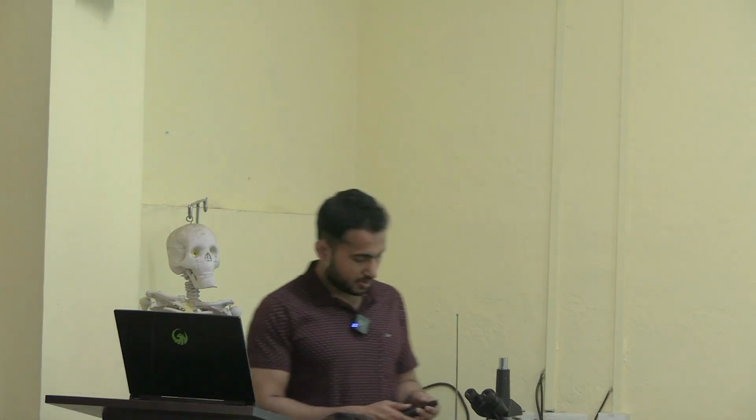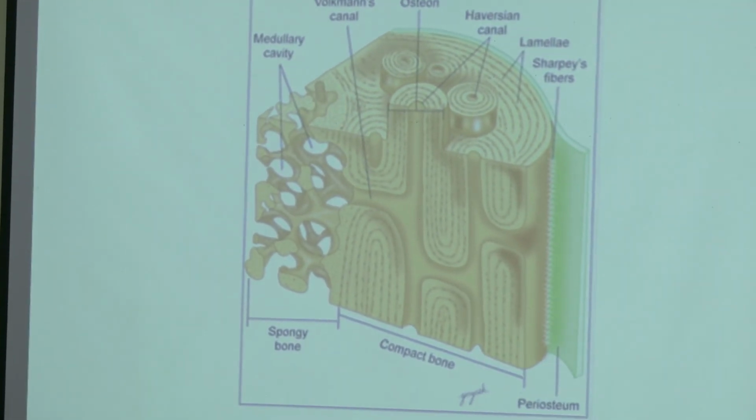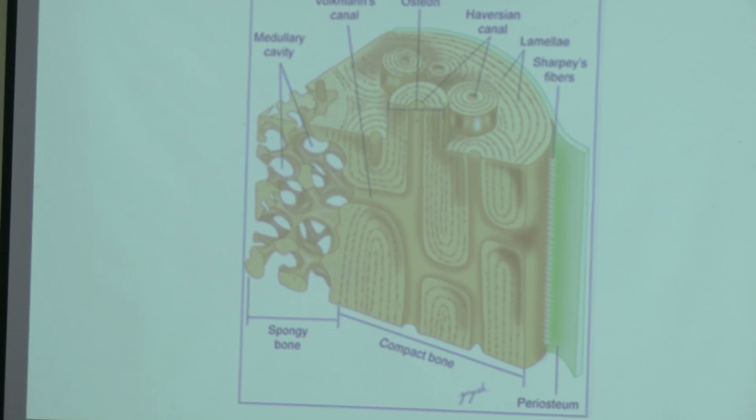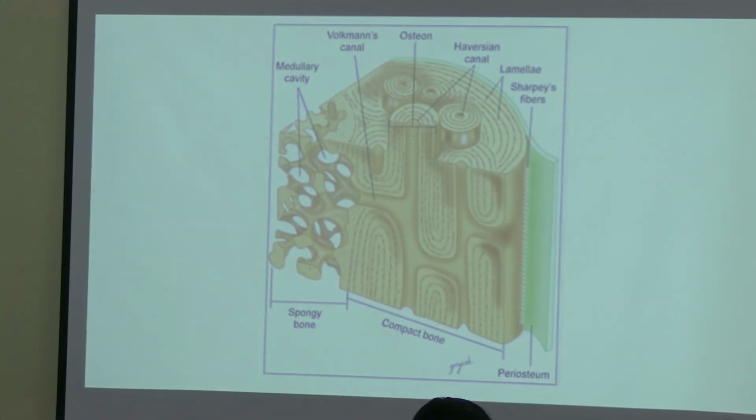Now this is a beautiful diagram. Can anyone tell me which part is the compact bone and which part is the spongy bone? Okay, so this part is compact bone, this part is spongy bone. This is the exterior of the bone, this is the interior of the bone. The exterior has a covering, that is called the periosteum. We'll discuss what is periosteum.